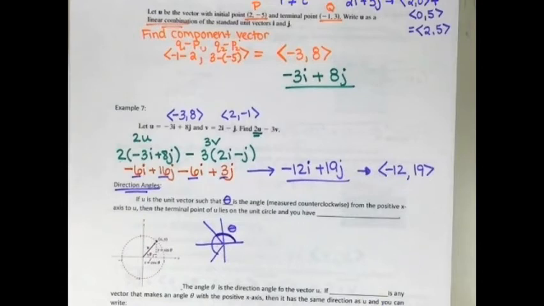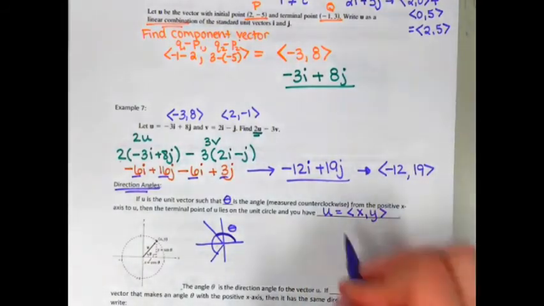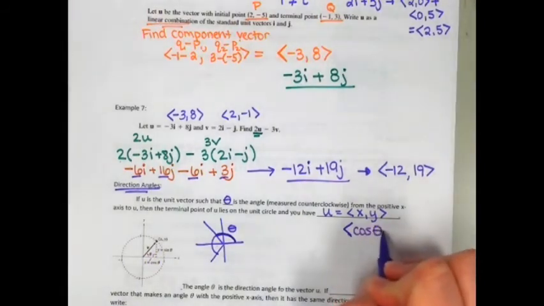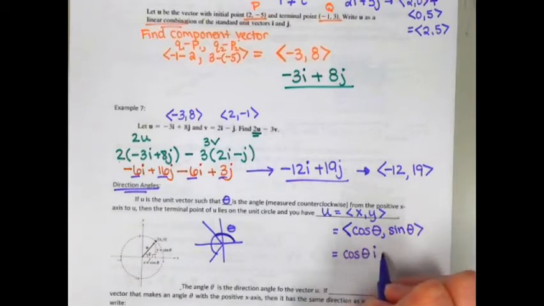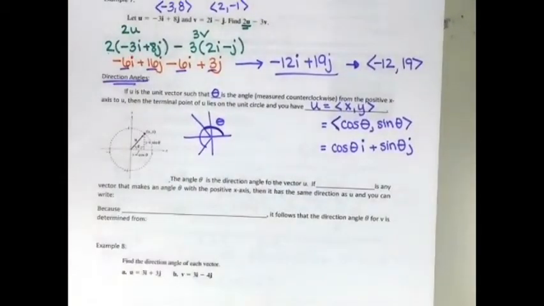From the positive x-axis to u, then the terminal point of u lies on the unit circle, and you have u would equal the vector of x comma y, which means, think of this on a unit circle. The x coordinate is always what trig function? Sine, cosine, or tangent. What is the x coordinate? Cosine. So it's the vector of cosine theta, comma, sine theta. And if we put that in a linear combination, it's the same thing as the cosine theta i plus sine theta j. So all of those mean the same thing here, right? The angle theta is the direction angle of our vector. And yes, I know I spelled up wrong.